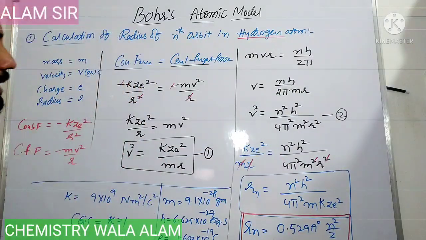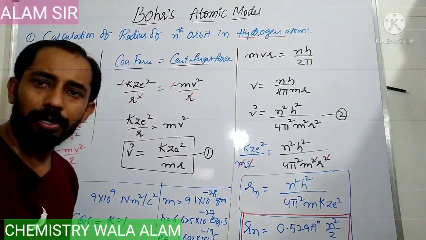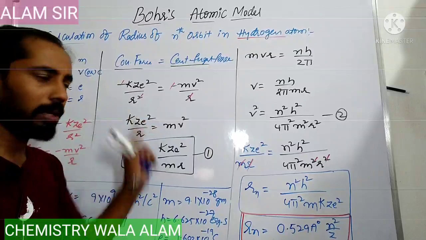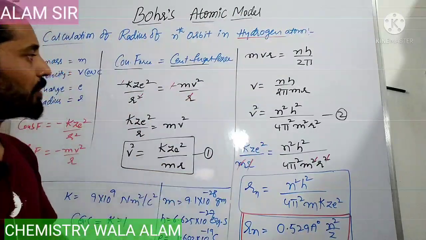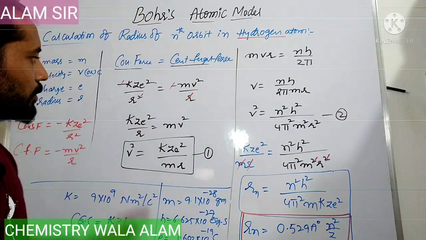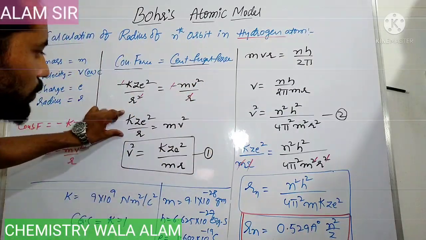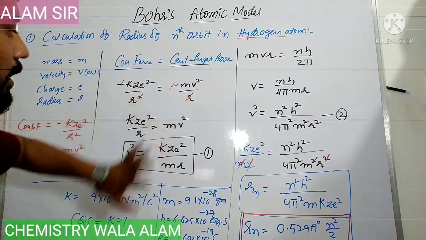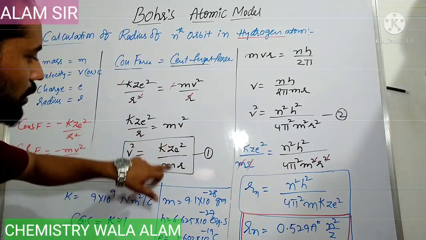Once again, when an electron is revolving in a particular orbit around the nucleus, the Coulombic force equals minus k z e square by r square, and the centrifugal force outward equals minus m v square by r. These two forces are equal and opposite, so they balance. The minus signs cancel, and one r cancels, so v square equals k z e square by m r.